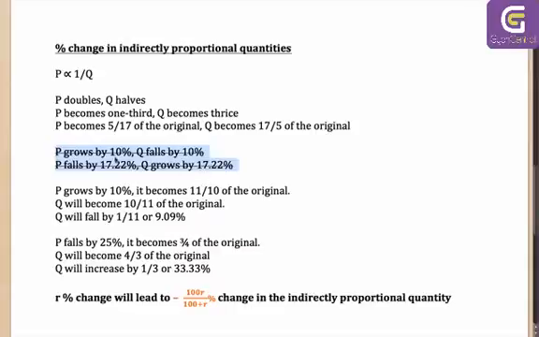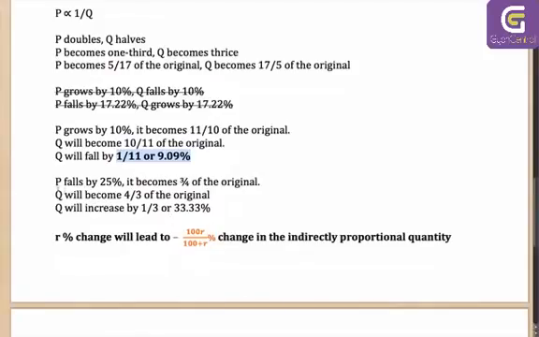So if this is false, how do we actually solve it? Well, if P grows by 10%, it becomes 11 by 10 of the original because it has grown by 1 by 10 in a fraction. That means if P is becoming 11 by 10, Q will become 10 by 11 of the original, which means Q will fall by 1 by 11 or 9.09%. As you can see, Q is not falling by 10%. Let me take another example to clarify this idea.